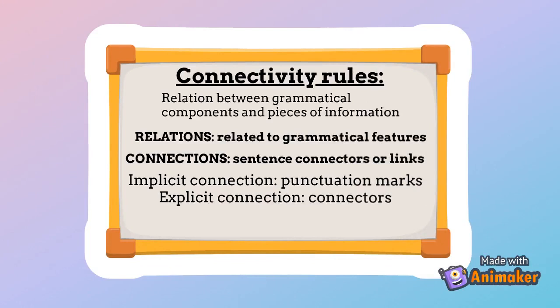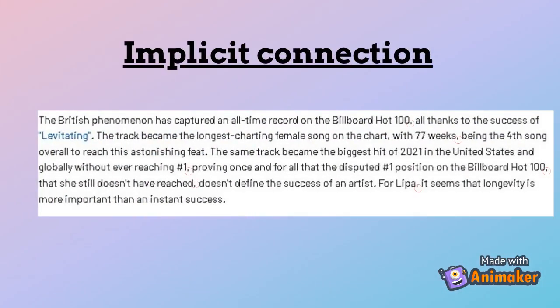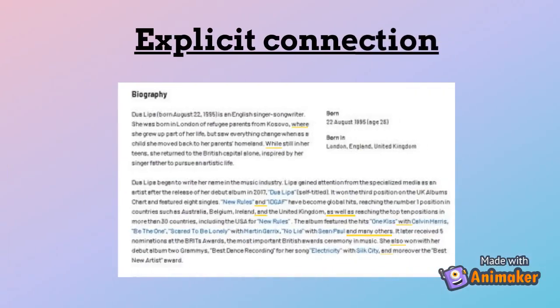We can also analyze the connectivity rules present in this text. These rules are made to indicate relationships between grammatical components of the text and between pieces of information. In the text, we can find many combinations of relations related to grammatical features, but the most recurrent are subject-verb agreement and adverb plus adjective. As for the relationship between pieces of information, we can find implicit connection such as commas and the explicit such as the constant use of connectors.